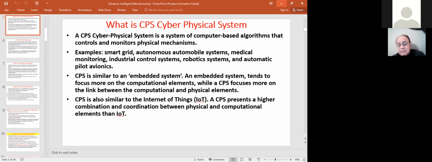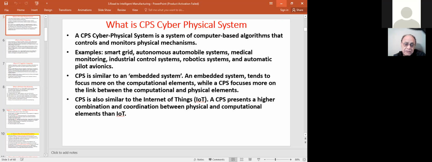So sometimes the word embedded system is used. The embedded system is also something like CPS. An embedded system has a microcomputer built into the system, which picks up the data from the sensors and makes analytics, so that we can monitor and control the working of the system. While CPS, in fact, focuses more on the link between the computational side and the physical side.